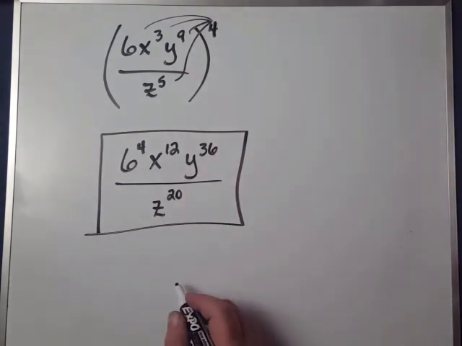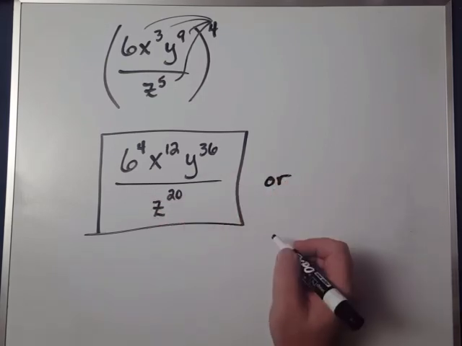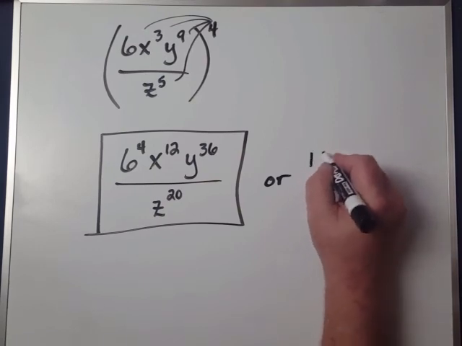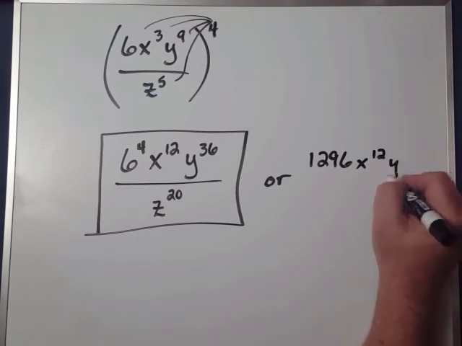I find it interesting. You turn to the back of the book, and on this one she says, or 6 to the 4th turns out to be 1,296. She says, or you can write your answer this way.